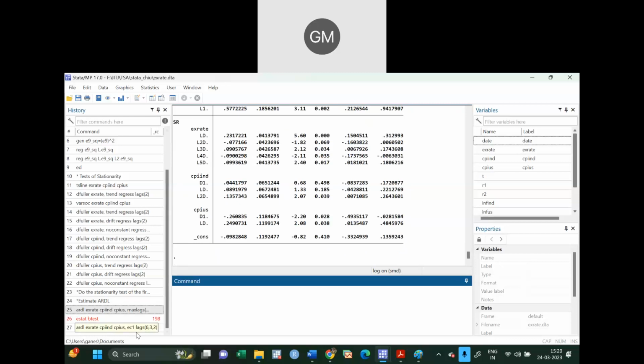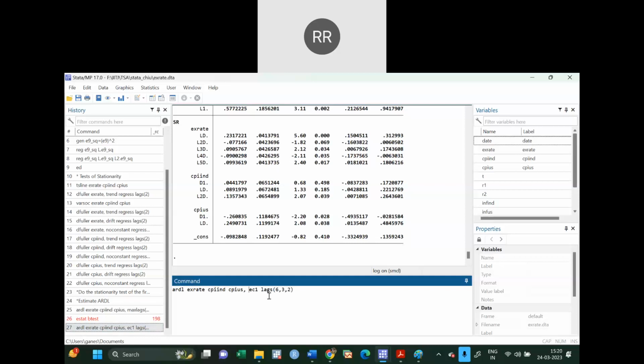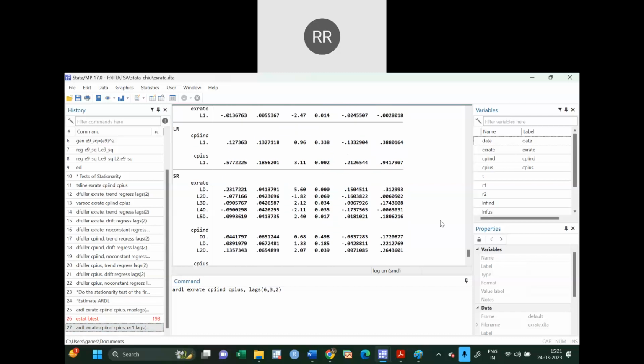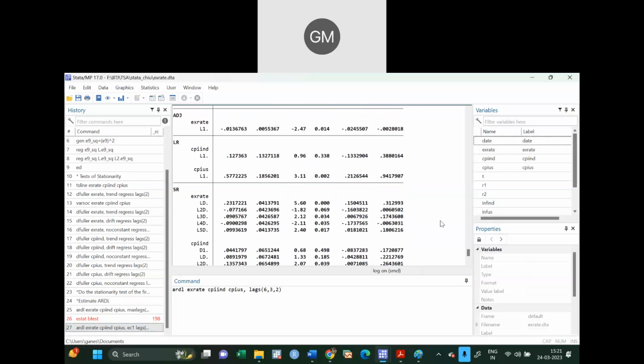Ganesh, just one more question. In these answers, there can be a case where our error correction term is significant, but in the long run, the coefficients are not significant. The error correction term is significant, but it might not be significant in the long run.